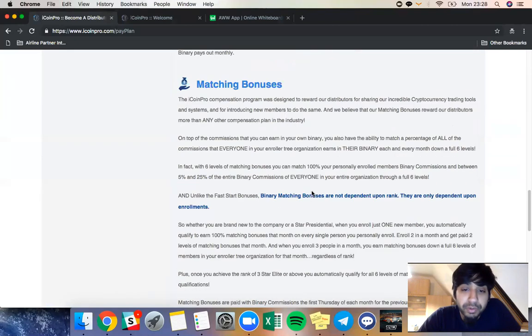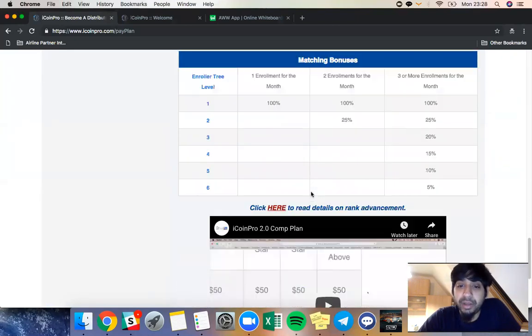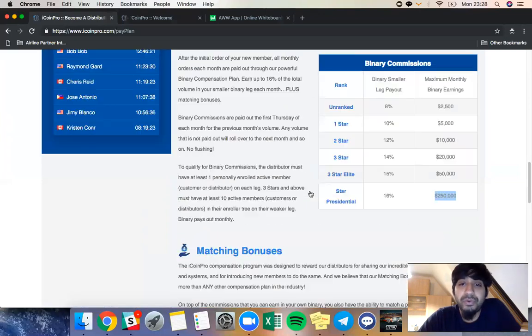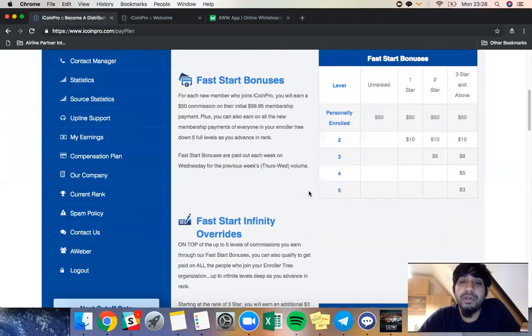And then you have matching bonuses that come down as well. Again, I'm not going to go through everything, guys. What I want you to focus on is this right here, the fast start bonuses. Okay, you get 2 people in, 1 person goes to your left leg, 1 person goes to your right leg, and for those 2 people you get a $50 commission on each. That means you get $100.